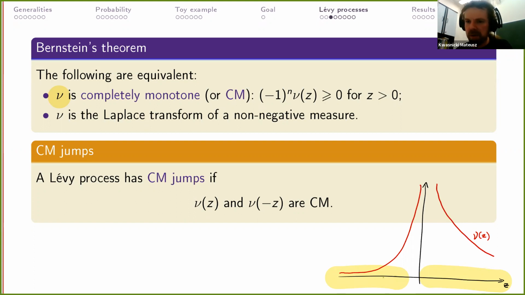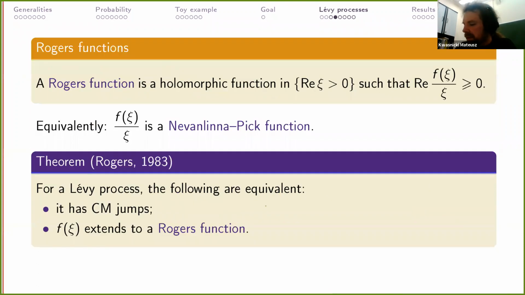Equivalently, by Bernstein's theorem, these are precisely Laplace transforms of negative measures. So we assume that both nu of z and nu of minus z are completely monotone. That will be a standing assumption throughout the rest of the talk. The characteristic functions of this class of processes, so the functions f, which are full symbols of the corresponding operator L, have a very particular analytic structure.